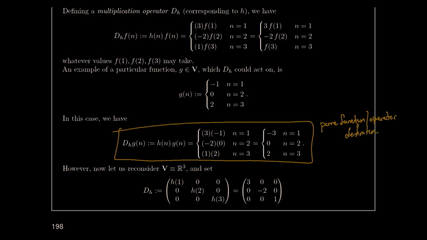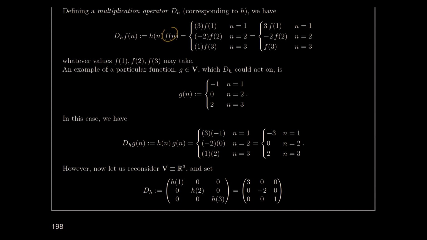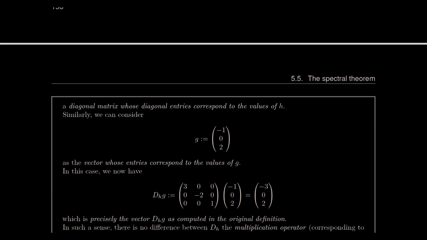But really, this has been contrived because every time I'm writing these down, look at this. That looks exactly like a vector, -1, 0, 2. f looks exactly like a vector if you look at it like that, f1, f2, f3. And so what's going on here is that the diagonal matrix, whose entries are exactly h1, h2, and h3, corresponds exactly to the multiplication operator, which is multiplication by h. Okay, so diagonal matrices and multiplication operators are in fact the same.